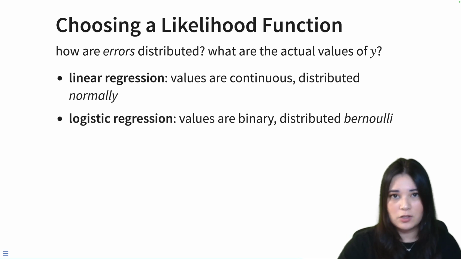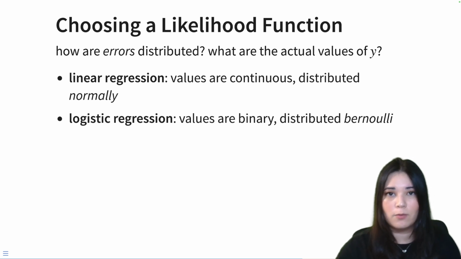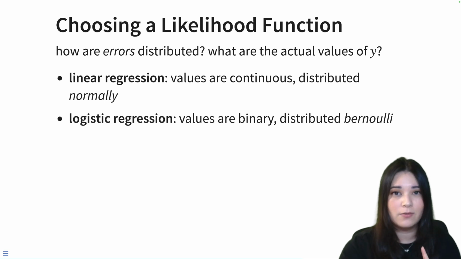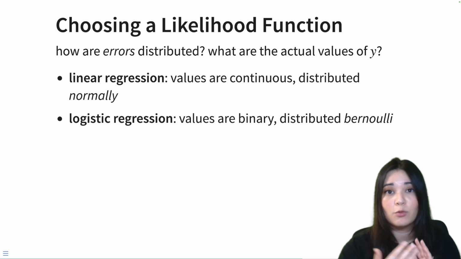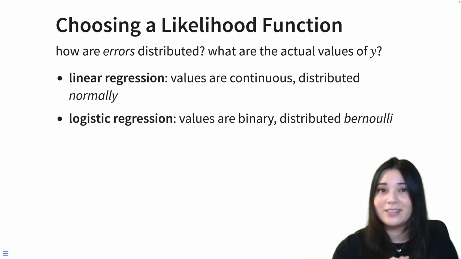Now, these aren't the only distributions that work. We'll talk about a couple more in class, but when choosing that likelihood function, you have to consider what are the actual units of our outcome variable, and how do we think they're distributed in terms of error around the expected value. All right, that's all I have for you.